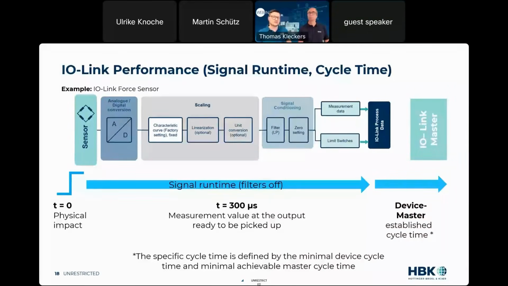For example, if the master can achieve a 1 millisecond cycle time, for a conservative calculation you can add the 300 microsecond signal runtime to the 1 millisecond cycle time. You get 1.3 milliseconds of overall signal runtime from the physical impact until the data is ready in the master for IT and OT level applications. As a maximum. As the maximum, yes. It may be faster. It depends on the master you use. It can be faster or slower. Okay.